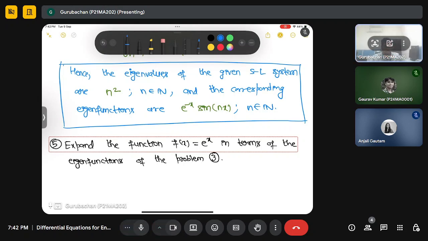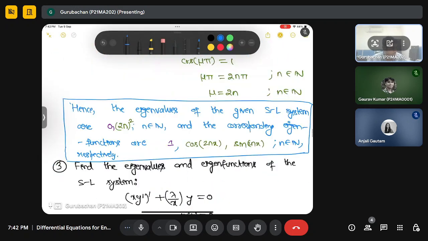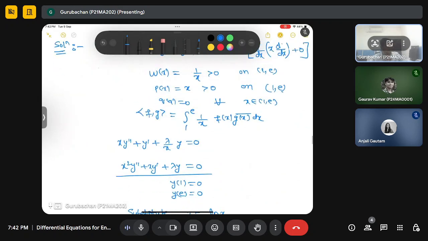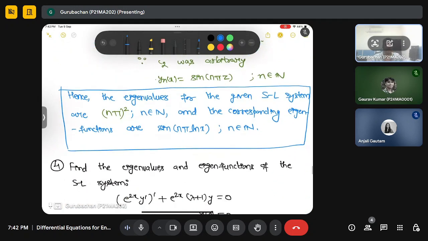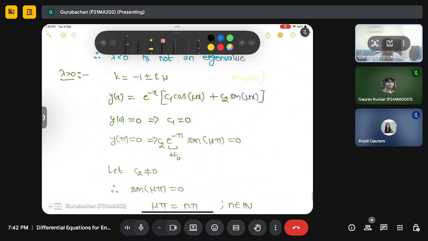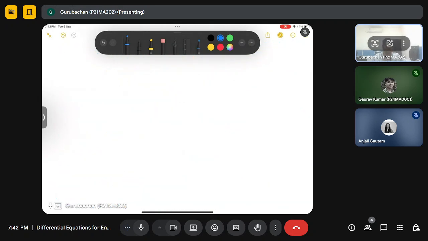So let us recall how to represent the functions in the form of this Fourier series or eigenfunctions. What are the eigenfunctions of problem number three? So here is problem number three. This is your inner product defined, and the eigenfunctions are sin(n pi ln x). So we have to deal in this way.